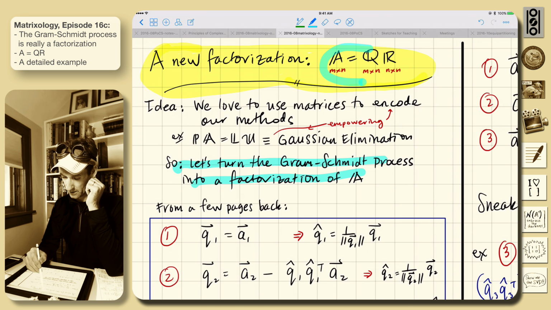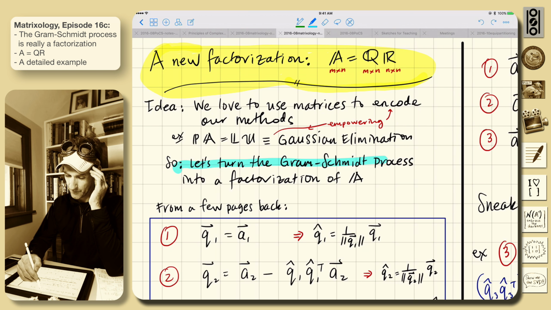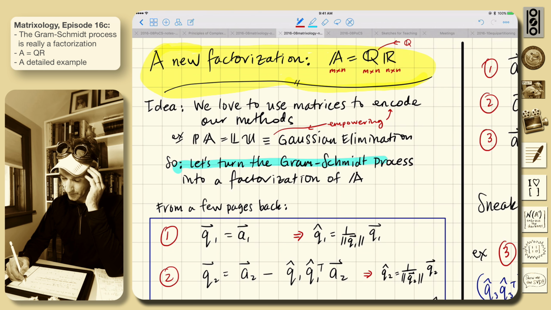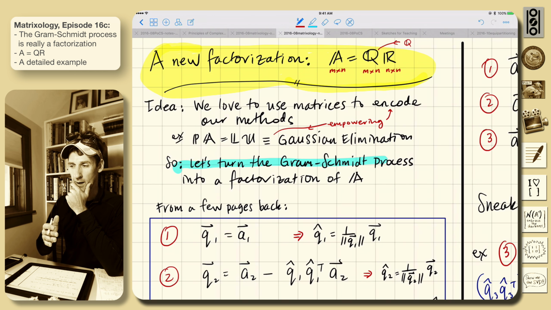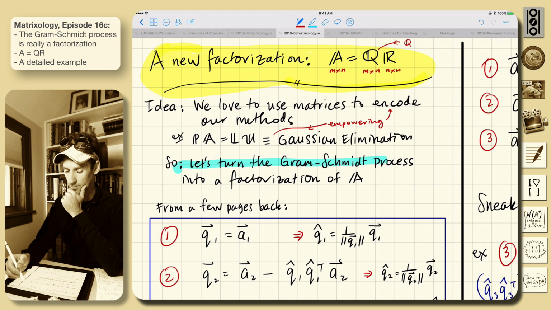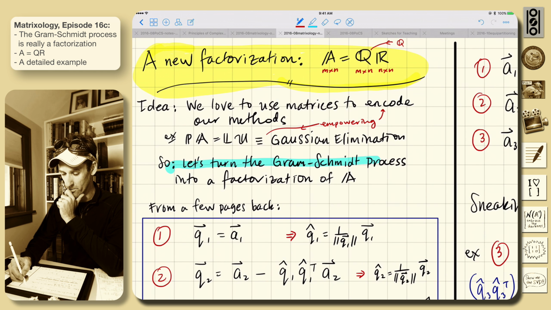And so here it is up here again. A equals QR. So Q and A are the things that are like each other, right? So Q, I kind of want to annotate that. So Q is like A, in that the columns of Q span the subspace that A's columns span as well. Q's shape matches A's.